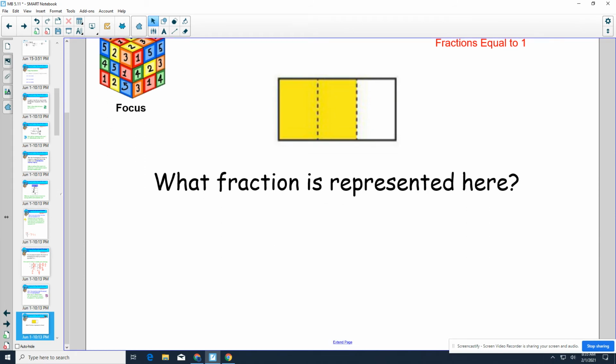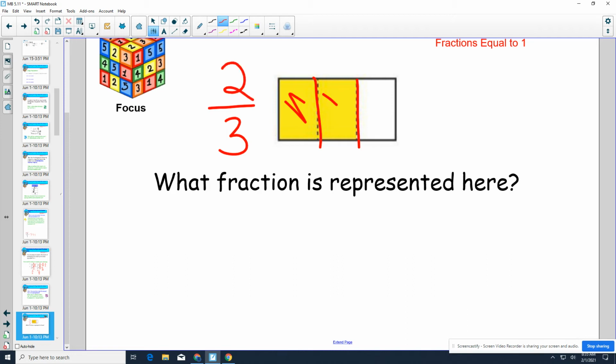Now, what does this fraction here represent? When I look at it, I see the dotted lines separating it, and I see that it's split into thirds, and I see there's 1, 2 shaded, so it represents 2/3.